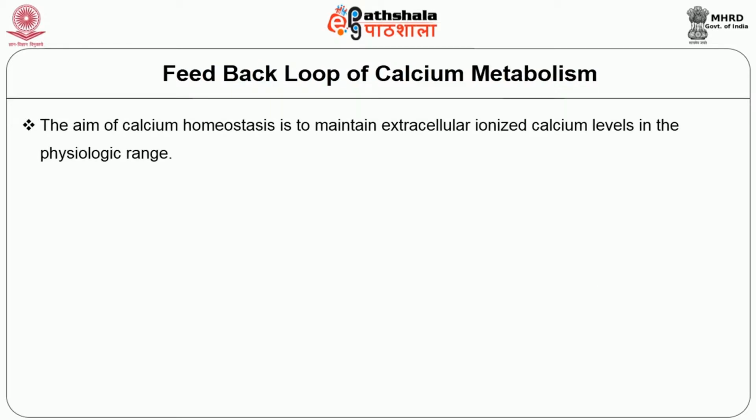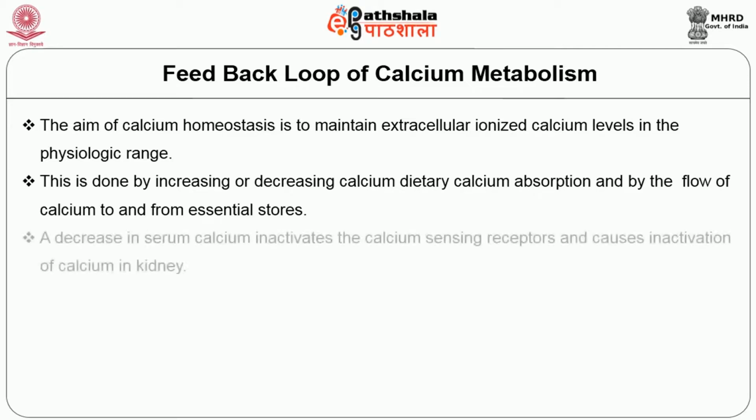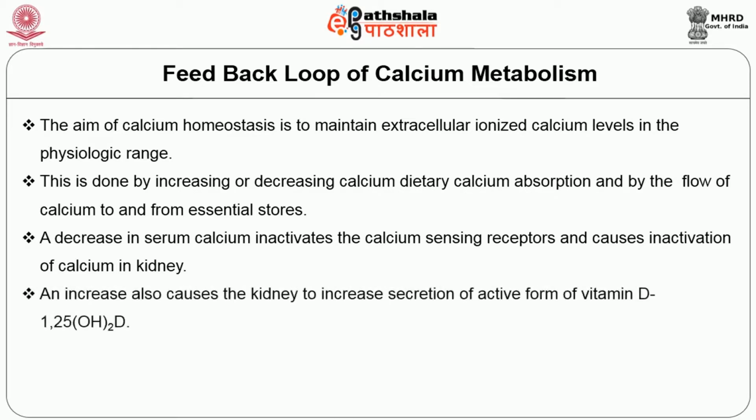The next aspect that you are going to understand in homeostasis is the feedback loop of calcium metabolism. The aim of this homeostasis is to maintain extracellular ionized calcium levels in the physiological range. This is done by increasing or decreasing dietary calcium absorption and by the flow of calcium to and from essential stores. In case there is a decrease in serum calcium, it activates the calcium sensing receptors and causes increased calcium reabsorption in the kidney.